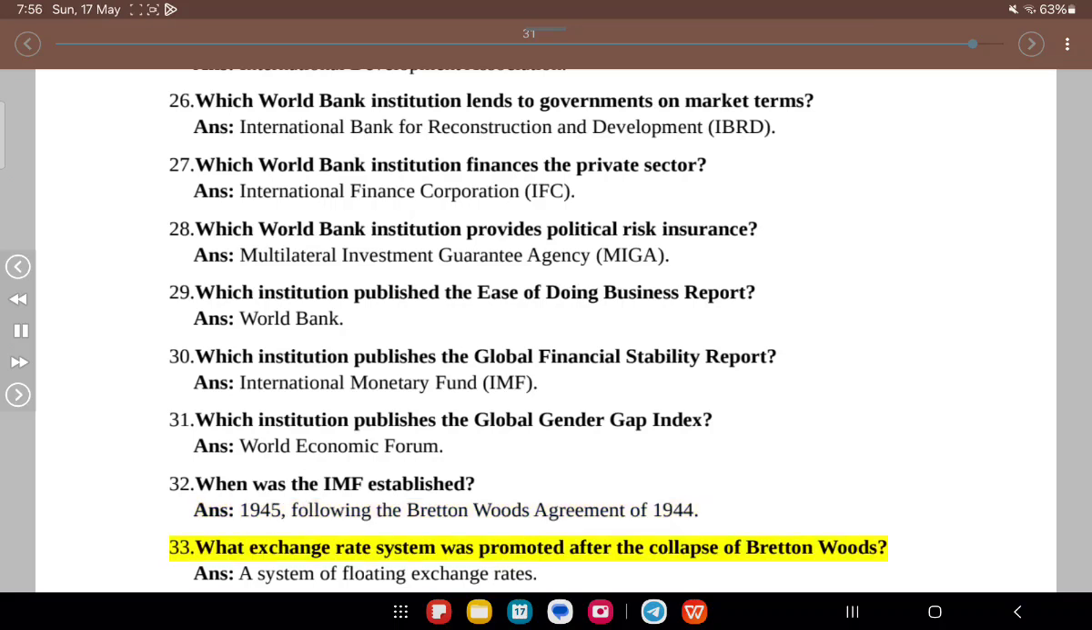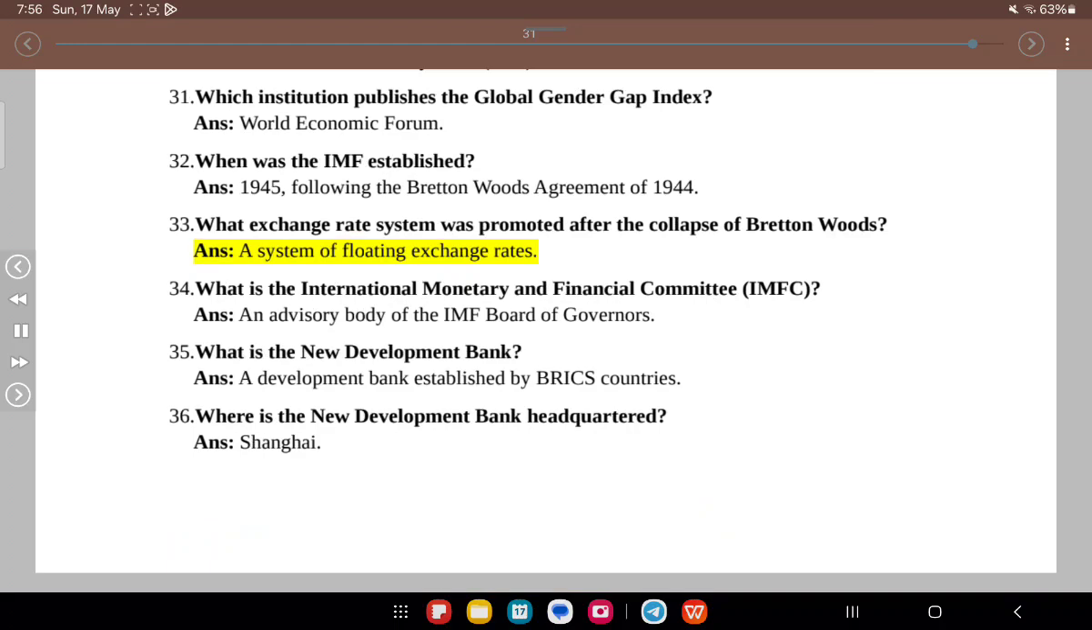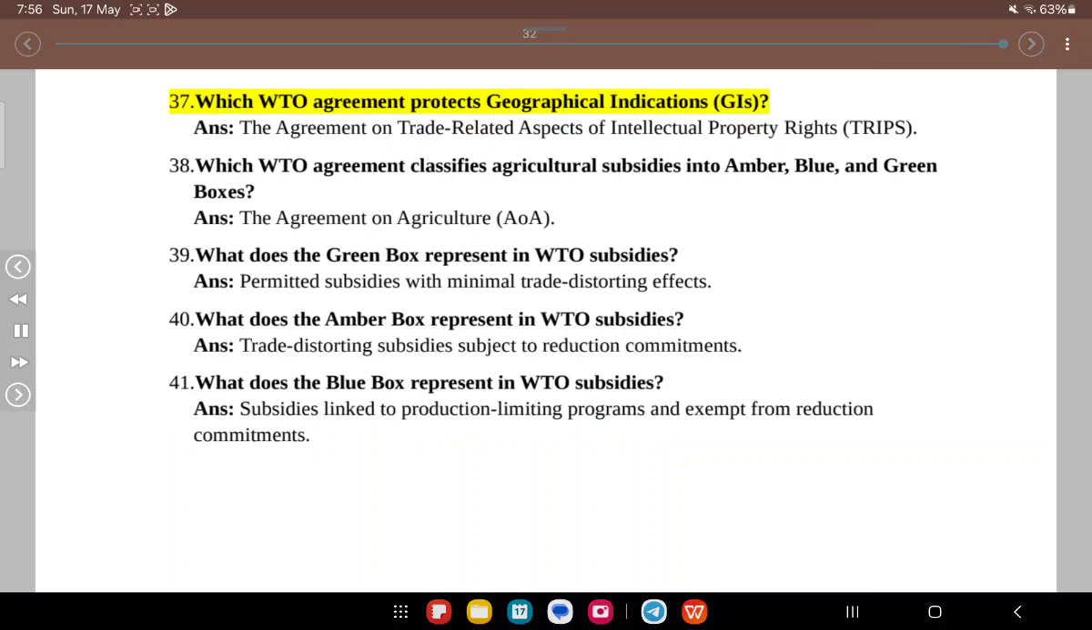33. What exchange rate system was promoted after the collapse of Bretton Woods? Ans. A system of floating exchange rates. 34. What is the International Monetary and Financial Committee, IMFC? Ans. An advisory body of the IMF Board of Governors. 35. What is the New Development Bank? Ans. A development bank established by BRICS countries. 36. Where is the New Development Bank headquartered? Ans. Shanghai. 37. Which WTO agreement protects geographical indications, GIs? Ans. The Agreement on Trade-related Aspects of Intellectual Property Rights, TRIPS.